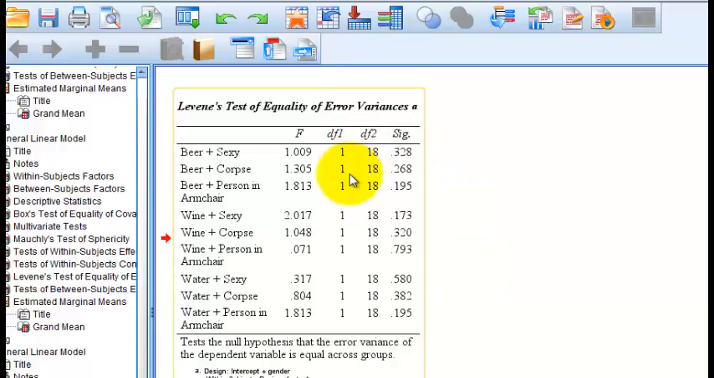Okay, so we just ran the test, so let's go ahead and interpret it. Keep in mind, you're looking to see if there's a difference between the 9 different levels, right? The beer sexy, beer corpse, beer person, which we already know there's a significant difference in there. And we need to see if there's a significant difference between the scores of the males and the females. And lastly, any kind of interaction between one of the 9 different water, wine, and beer levels and one of the genders. Okay, so that's what we call interaction. We're going to look at that.